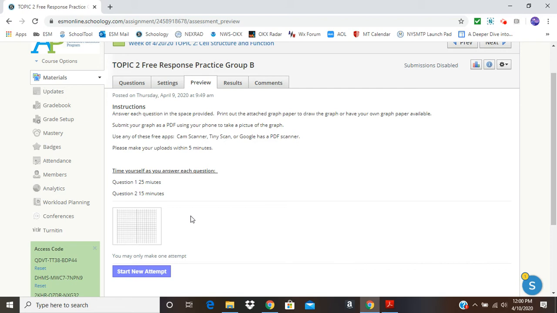You can use some apps. I gave you some examples up here. You can use CamScanner or Tiny Scan. Even Google has a PDF scanner that you can use.